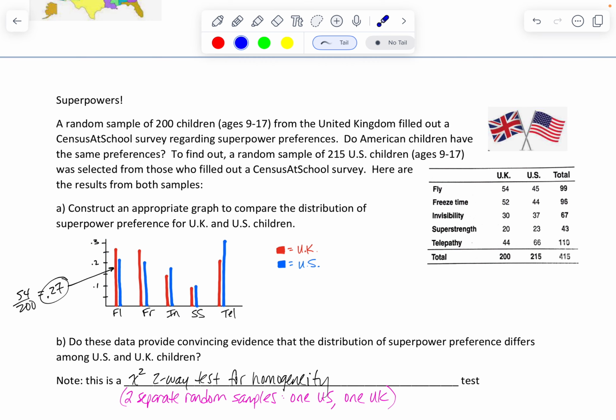Okay, and then we also talked in class on Friday about why this is a test for homogeneity. That is because we have two separate random samples, one from the US, one from the UK. It says that up here in the wording of the question: 200 children from the United Kingdom, 215 children from the United States. Two separate populations, and that doesn't affect the math or the conditions or anything. It's just literally the name of the two-way test. This one's homogeneity. Remember, if we just took one sample of children and then categorized them, that's called your test for association or independence. Strictly the name, you got it in your reading guide.